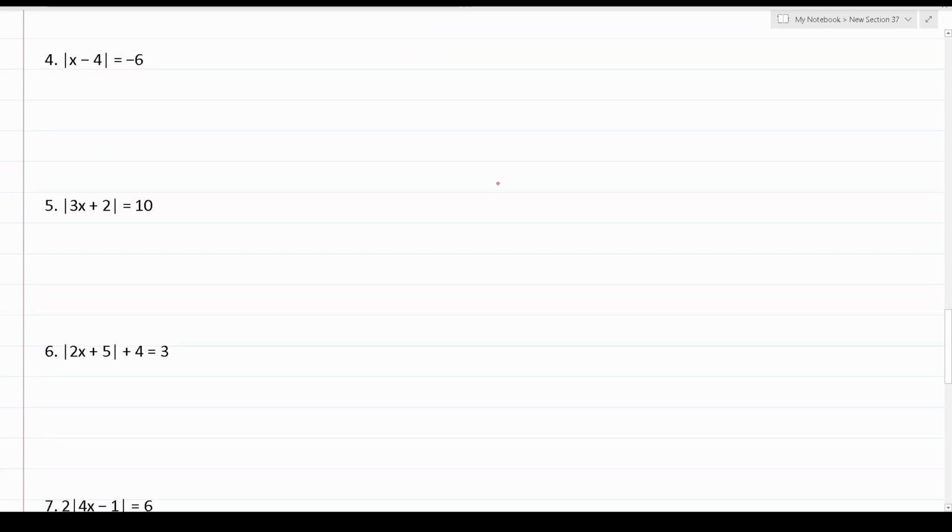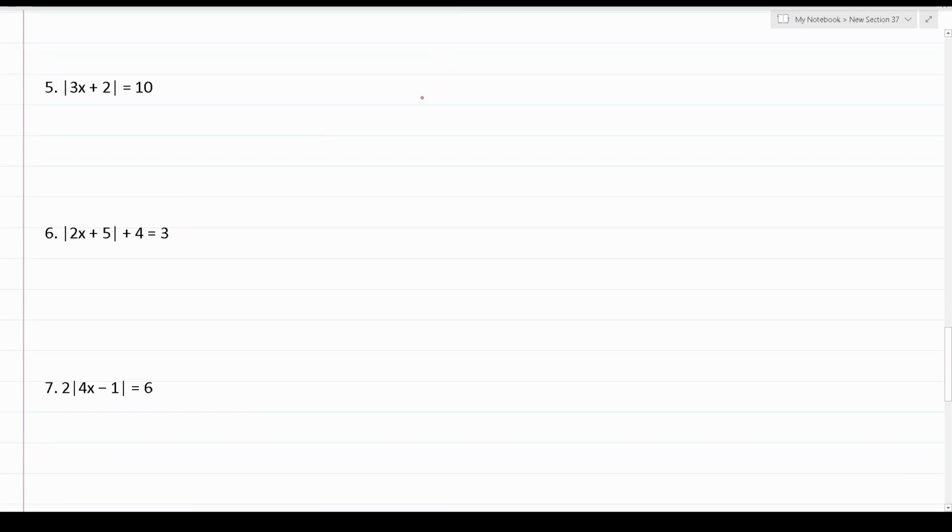All right, let's move on to number 4. Again, as we can see, we have the absolute value of x minus 4 equaling negative 6. Our absolute value is isolated, so we're looking at the value to which it's set, and we can see that it's set to a negative value. If you remember our rules, this results in a situation where there is no solution. Again, if an isolated absolute value is set equal to a negative value, there's no solution.